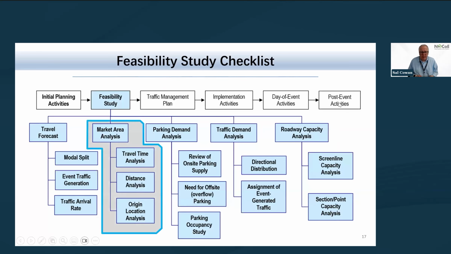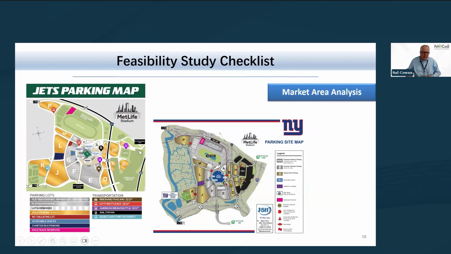The next item in the planned special events checklist is the market area analysis. It's not something that we've done necessarily in New Jersey DOT in a structured way, but more along the line of, we know our roads mentality, but we have some supporting documentation with it.